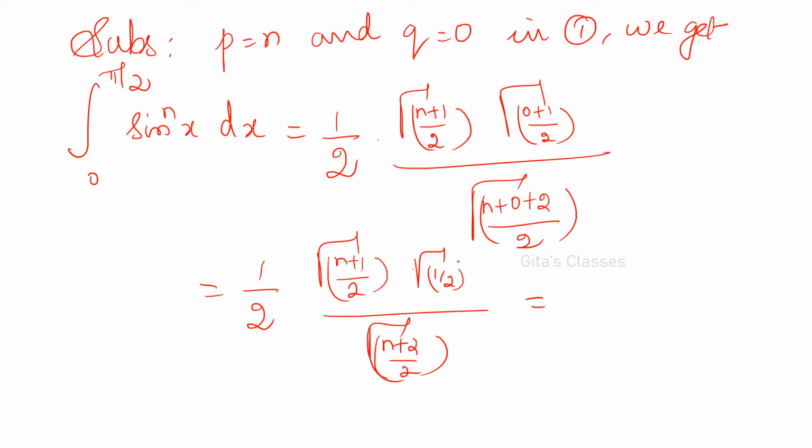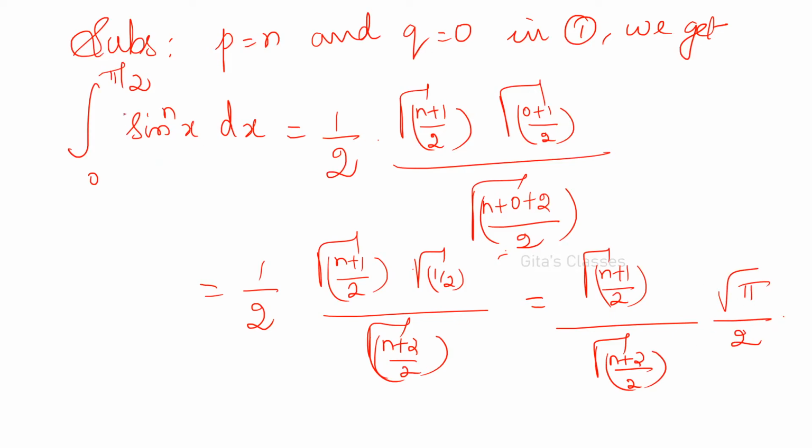So this is equal to gamma of 1 by 2. Just now we have proved this to be root pi, right? This value is root pi. Therefore, gamma of (n+1)/2 divided by gamma of (n+2)/2 into root pi by 2 is the integral from 0 to pi by 2 of sin^n x dx.